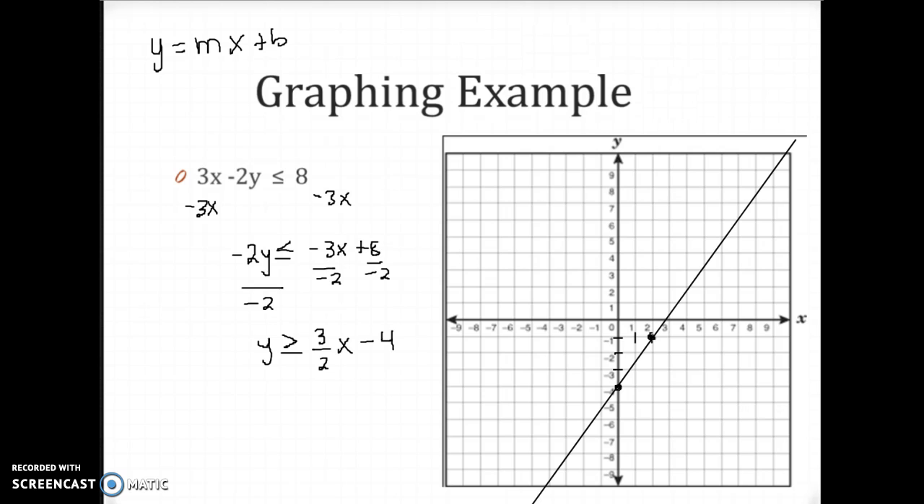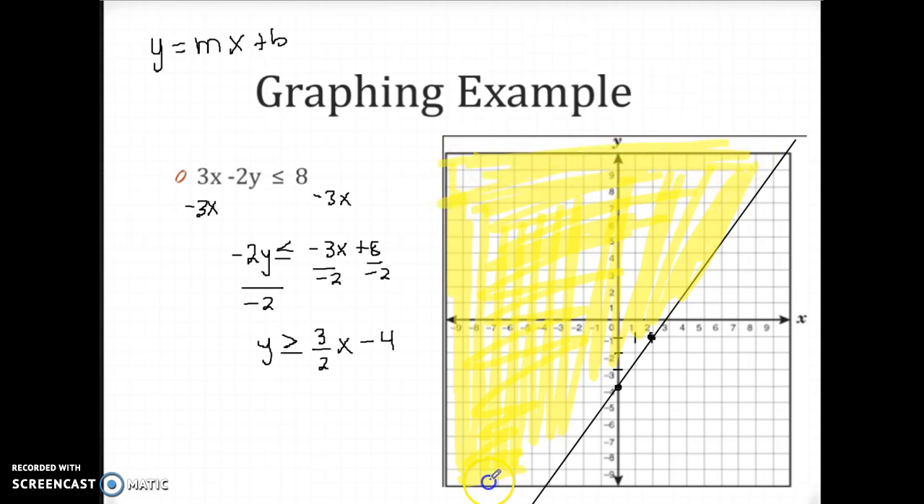Now for the shading, y is greater than everything else. So since y has to be greater, I want to shade all numbers that are greater than that line. So I'm going to shade everything above that line. And again, since this is a solid line, any point on that line would be a solution. If it were a dashed line, any point on that line would not be a solution. So anything highlighted in yellow and on that line represents a solution to this inequality.